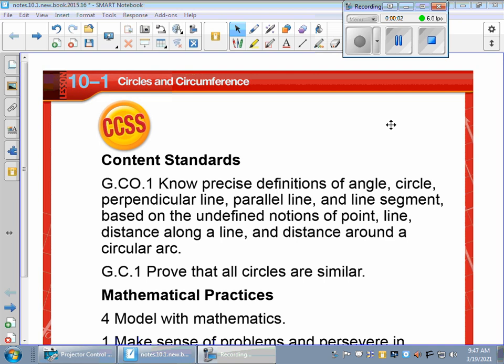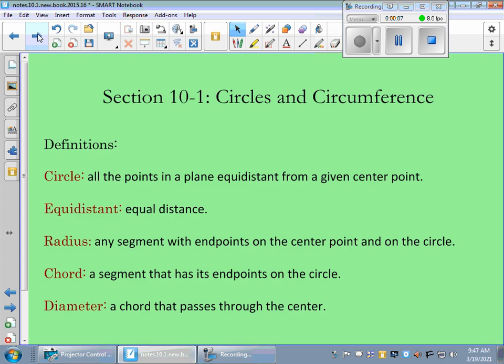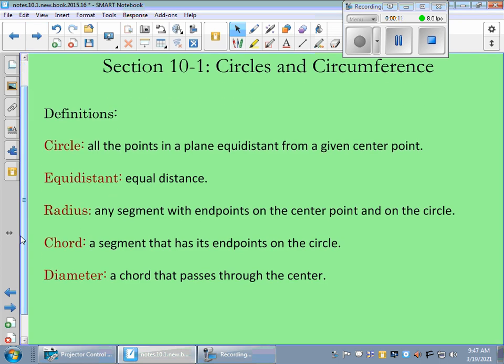All right, folks, we're moving on to section 10.1, and now this involves circles. So lots of different things with circles. So some definitions here. I assume you can read through. A circle is all the points in a plane equidistant from a given center point.